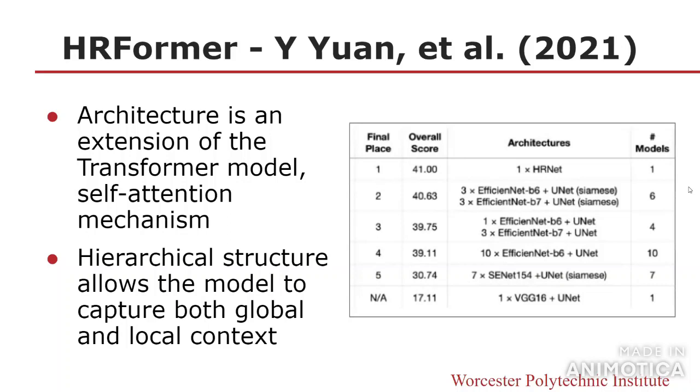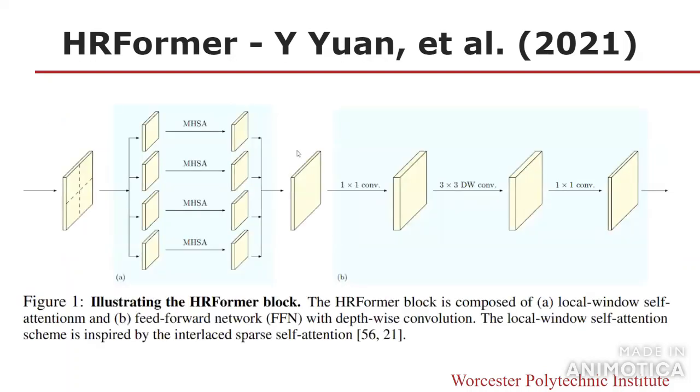This architecture is an extension of a transformer model and uses a self-attention mechanism to describe the local features found in a given image. It also employs a hierarchy structure to allow the model to capture both global and local context of the given image. We can see here that there is, in a single unit, both the self-attention layer and the depth-wise convolution, which allows features to be extracted from the local variables described by self-attention.